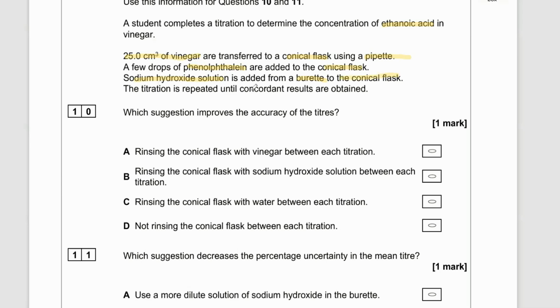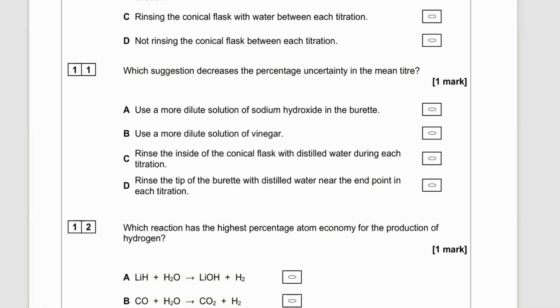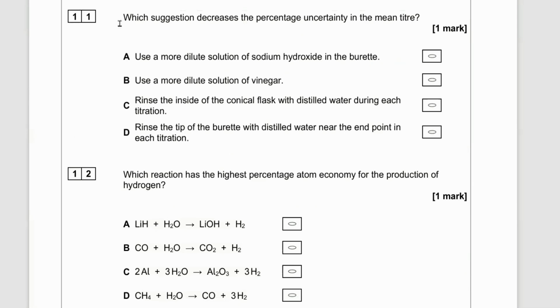If we rinse the conical flask with vinegar in between titrations, that's not good because we'll be adding moles of vinegar and that's going to mess up our experiment. Rinsing the conical flask with sodium hydroxide would be wrong because that's what's going in the burette. So that's going to cause all sorts of problems. Rinsing the conical flask with water between each titration, yeah, that's good. You might say, hold on a minute, doesn't that dilute the concentration of what's in the conical flask? We're not bothered about that. We're just bothered about the moles that will be transferred there via a pipette. That will not change by you having a few water drops in the conical flask.